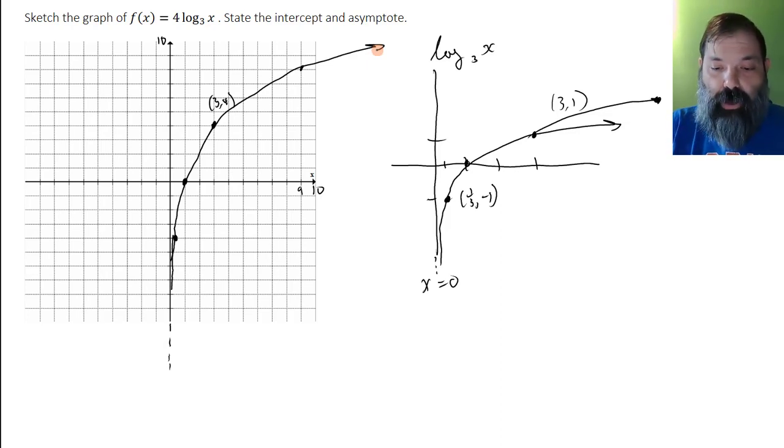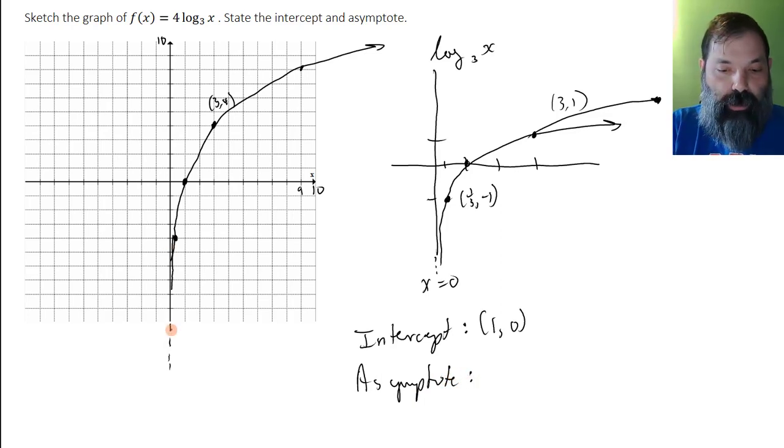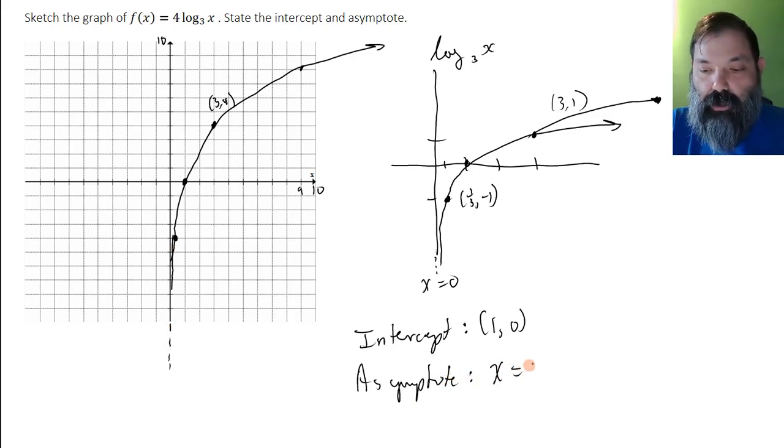The intercept to the curve is the point (1, 0). The asymptote would be the line x equals 0.